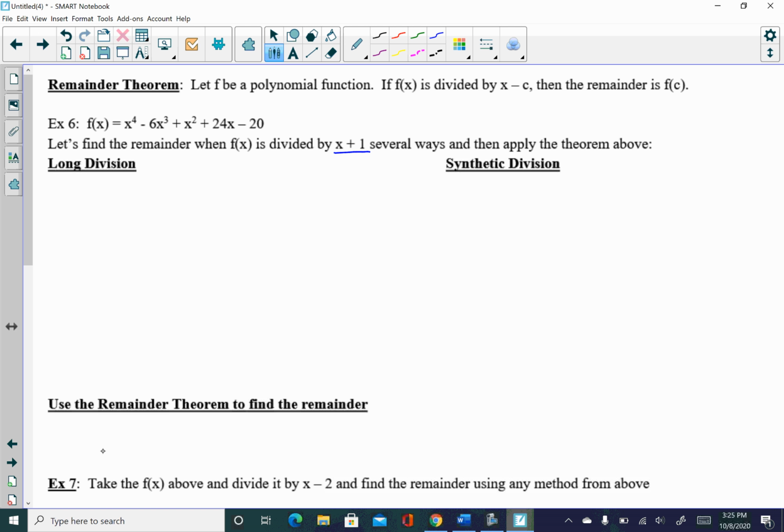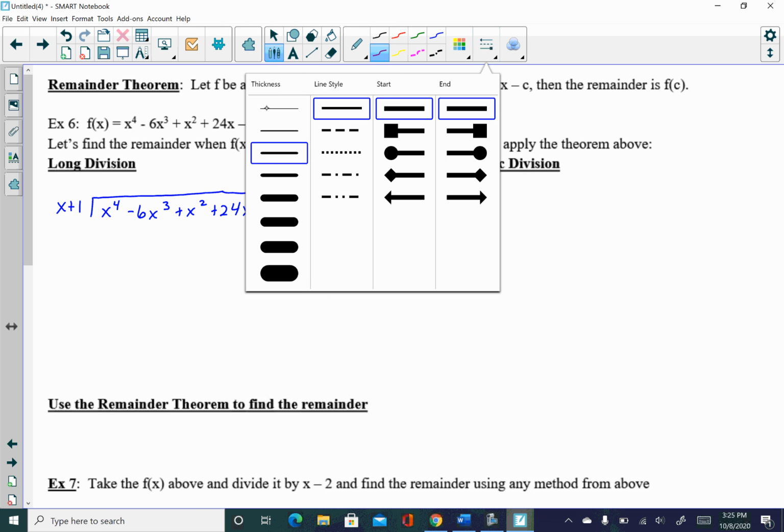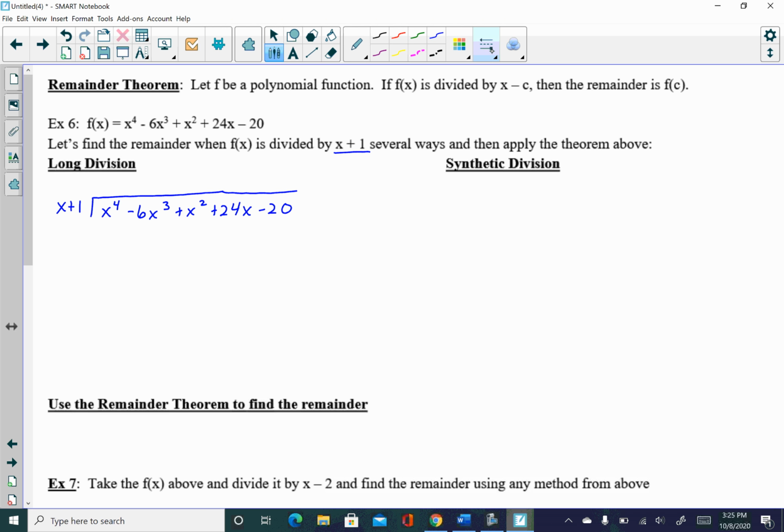Plus, I'm sure it won't hurt us to do another long division. It might be a good opportunity for you to pause the video and try that long division for yourself. Make sure that you're tracking with it. Notice here that it's all in descending order and you've got every term you need. So I'm just going to write this minus 6x cubed plus x squared minus 20. And now I'm going to go through my long division.